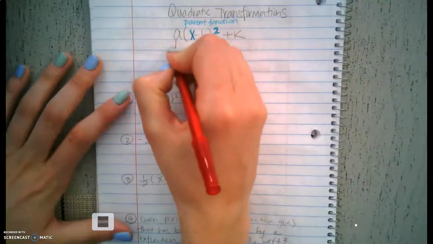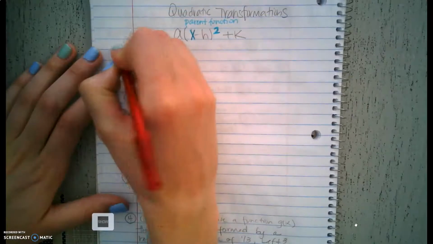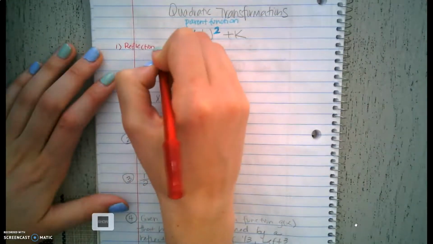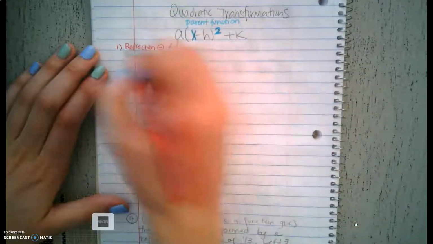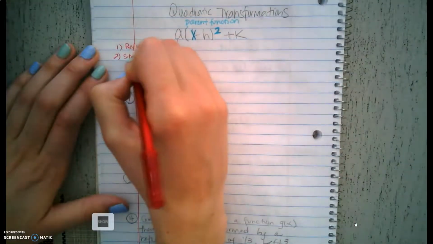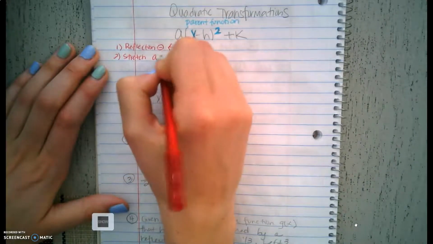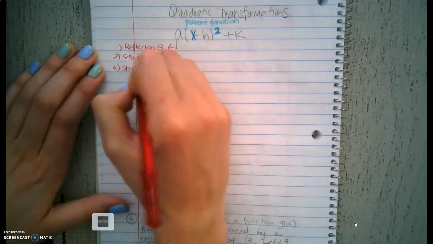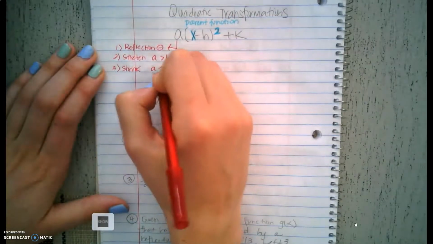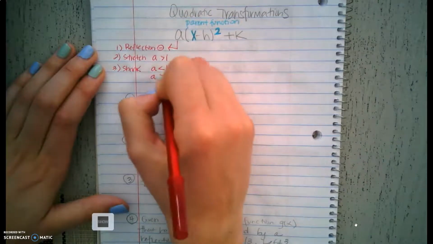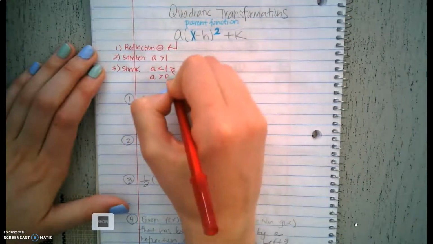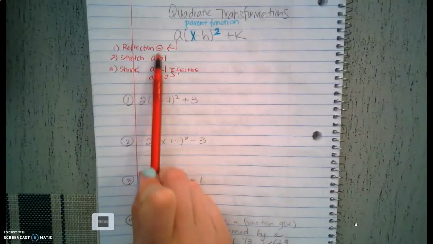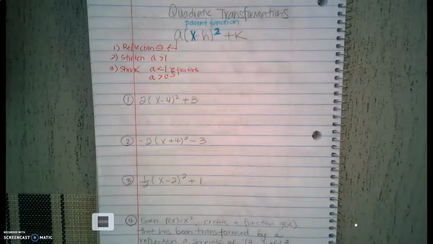Remember, your A value can mean several things. One thing it can mean is a reflection. And remember, it's a reflection if it's negative. The second thing we can have is a stretch. That's if this A value is greater than 1. And the third thing is it's a shrink if that A value is less than 1. But that A value also has to be greater than 0. So here we're talking about fractions. Okay? Because that negative can only mean a reflection.